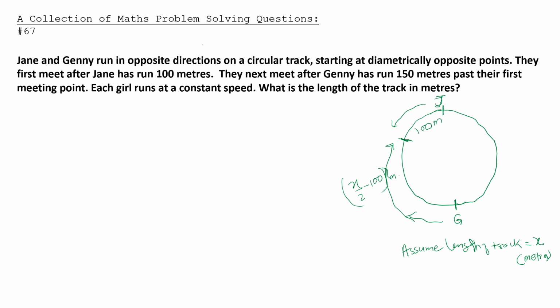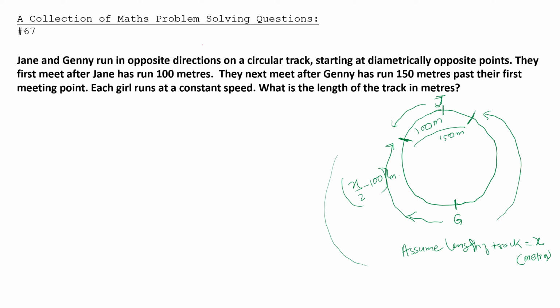The next time they meet is when Jenny has run 150 meters past their first meeting point. So Jenny ran, say, up to here. That would be 150 meters. And Jane has run from here all this way up to here. So when they next meet, this is what Jane ran, and that would be x out of 2 minus 100.